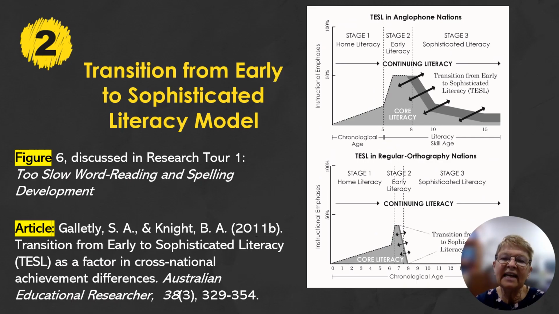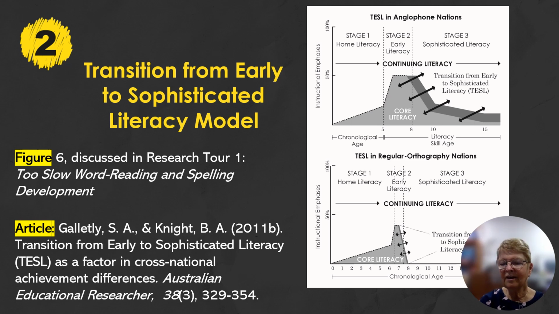Model 2 is our TESOL model. TESOL is transition from early to sophisticated literacy. And if you see those diagrams, they are similar in that stage 1 is home literacy, stage 2 is early literacy, stage 3 is sophisticated literacy. And you'll also see that at the bottom, underneath the grey curve, you'll see core literacy, and above that you'll see continuing literacy. Okay, and then you'll see those double-ended arrows, transition from early to sophisticated literacy.